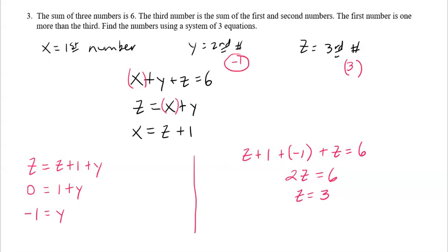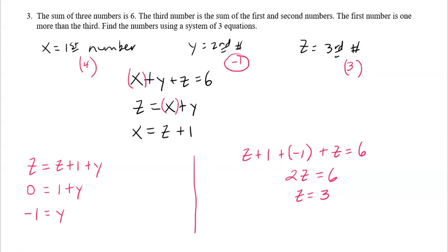So now all I have to do, I can choose any of these equations where I've already found one or more variables. I need to find x, so I could actually use either the first equation or the bottom equation, probably the 2 easiest ways to go. I think the bottom equation is probably easier because all I have to do is replace z with 3 and I get x. 3 plus 1 is 4.